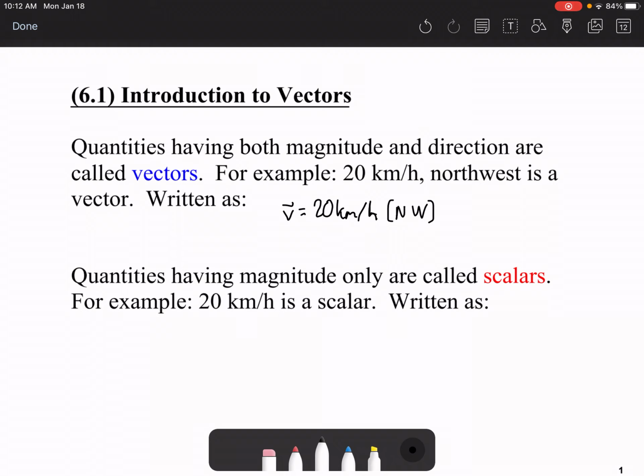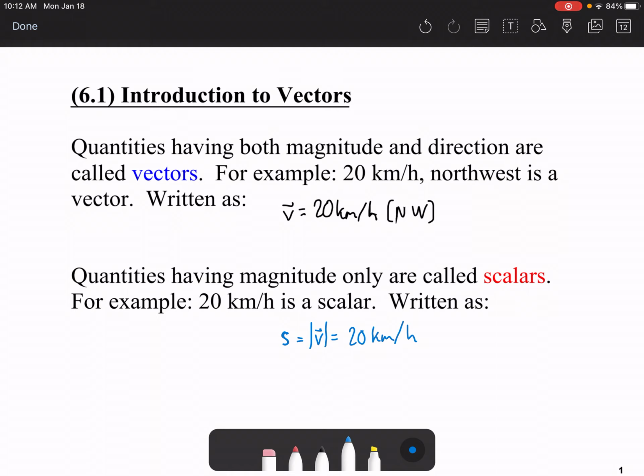Whereas a quantity having only magnitude is called a scalar. For example, instead of going 20 kilometers per hour northwest, you're only going 20 kilometers per hour. That's a scalar. A scalar can be written either as just a variable, let's call it s, or as the absolute value of a vector. So that's the difference between a vector and a scalar.